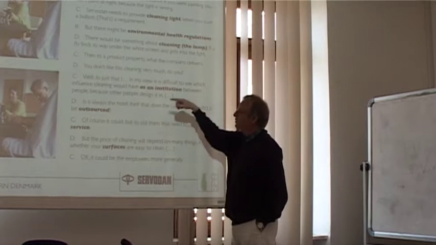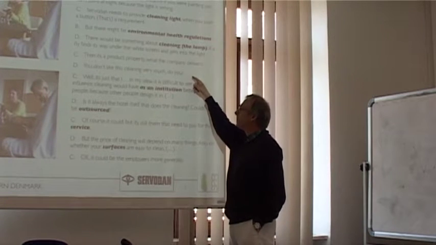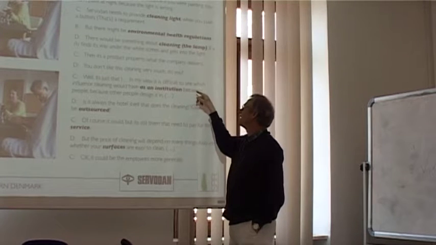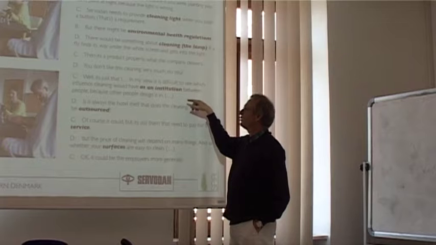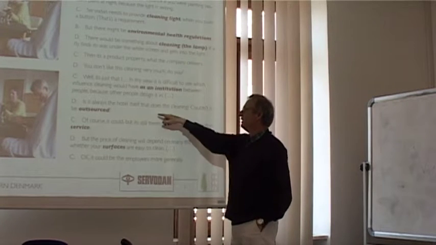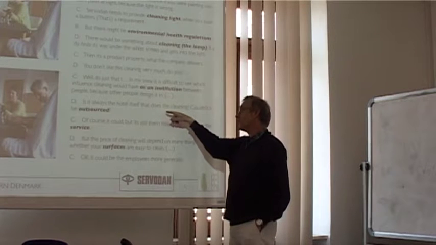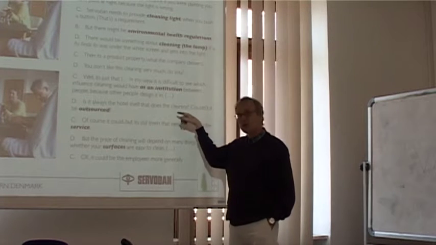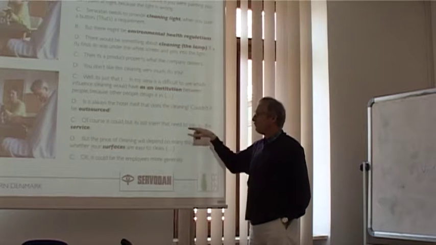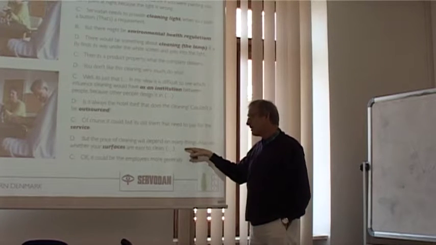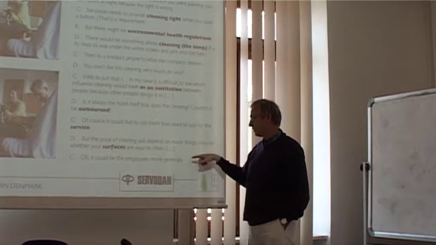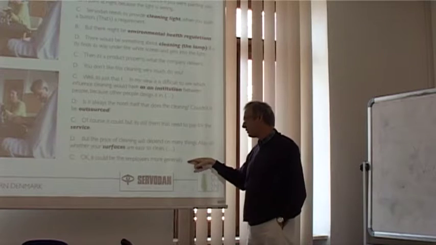Then D, they actually know each other pretty well. It says, you don't like this cleaning very much, do you? Well, it's just that in my view, it's difficult to see which influence cleaning would have as an institution between people because other people decided it. D says, is it always the hotel itself that does the cleaning? Couldn't it be outsourced? Of course it could, but it's still them that need to pay for the service. But the price of cleaning will depend on many things, also on whether your services are easy to clean. Okay, it would be the employees more generally.